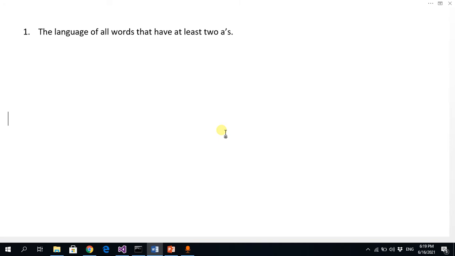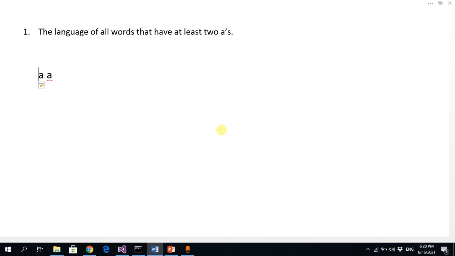Now we see some examples of regular expression. The first scenario is we have to write the regular expression for the language of all words that have at least two A's. So the language must have at least two A's, but there is no upper limit.